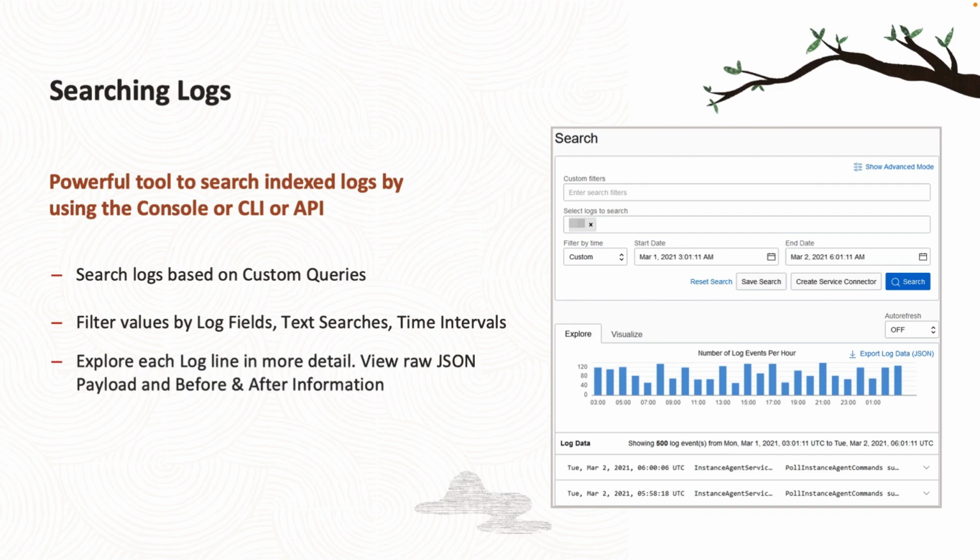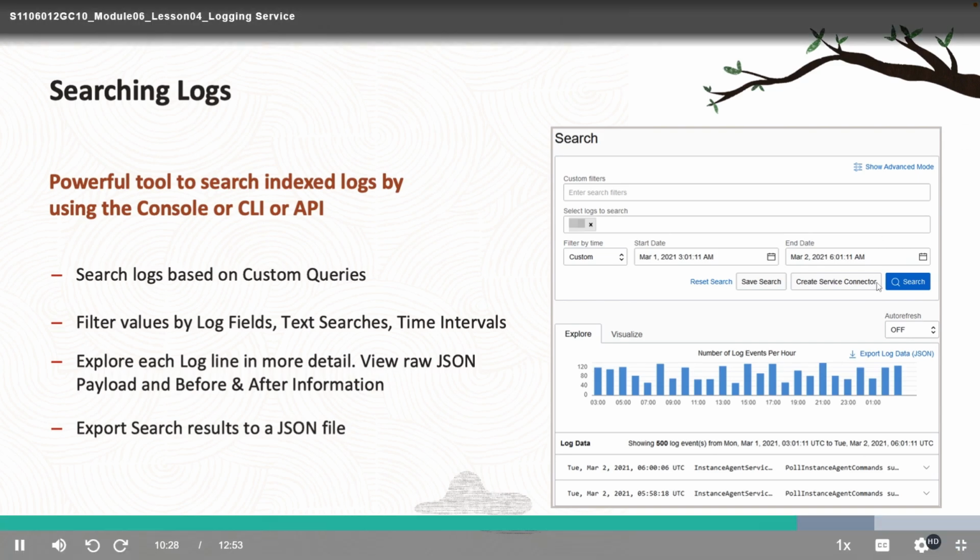Each log entry can be explored in details. You can find these details by expanding the log line section and viewing the entire payload, which is structured in JSON format. You can also access the before and after view, and that shows the exact preceding of the log entry along with the successive logging lines in the log object. And finally, you can export these search results based on the filtering criteria into a JSON file.